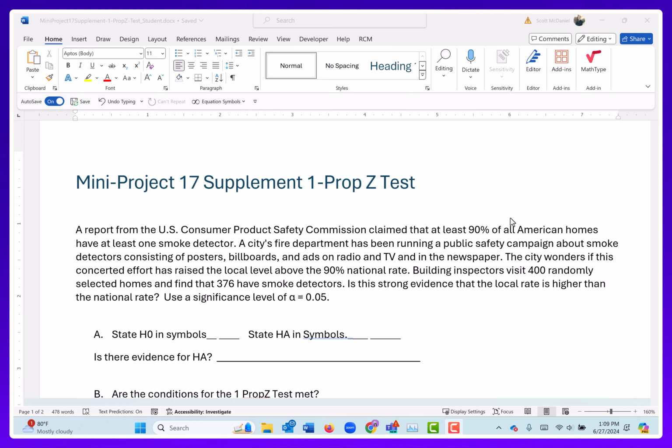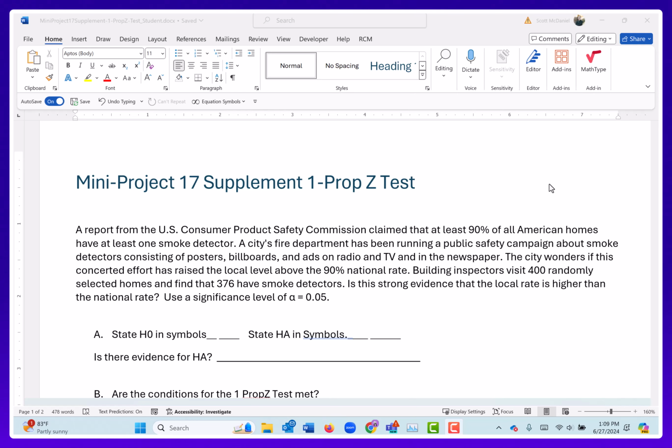Consumer Product Safety Commission claimed that at least 90% of all American homes have at least one smoke detector. The city's fire department has been running a public safety campaign for smoke detectors consisting of posters, billboards, and ads on the radio and TV and the newspaper. The city wonders if this concerted effort has raised the local level above the 90% national rate. Building inspectors visit 400 randomly selected homes, find that 376 have smoke detectors. Is this strong evidence that the local rate is higher than the national rate?